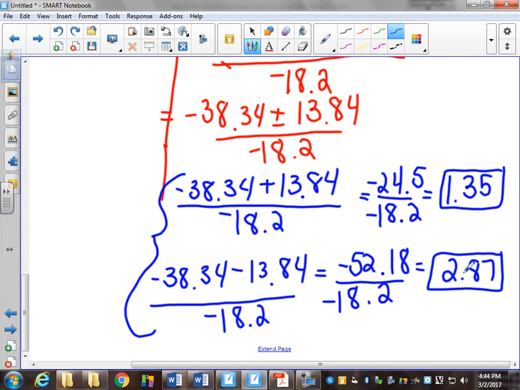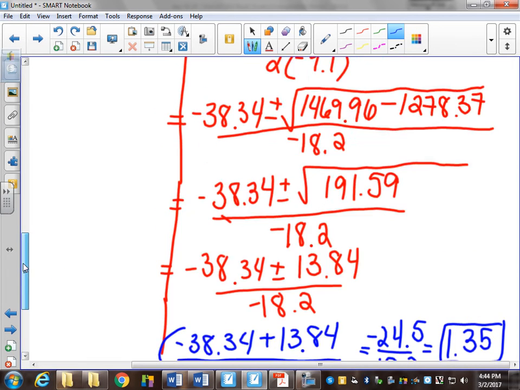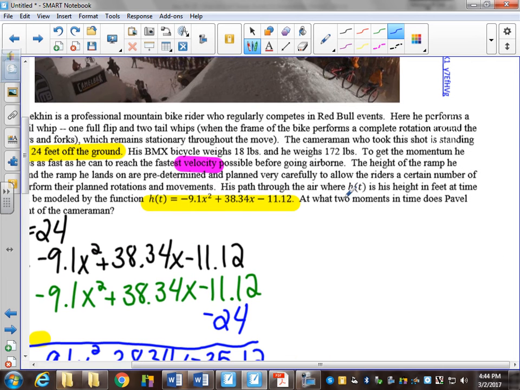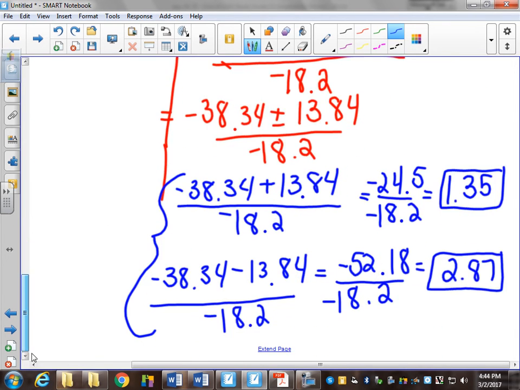Okay, so even though we got 2 positive answers, and usually we get 1 negative, 1 positive, that's okay, because the question is asking at what 2 moments. So that automatically told us there's going to be 2 times when he passed that certain height.